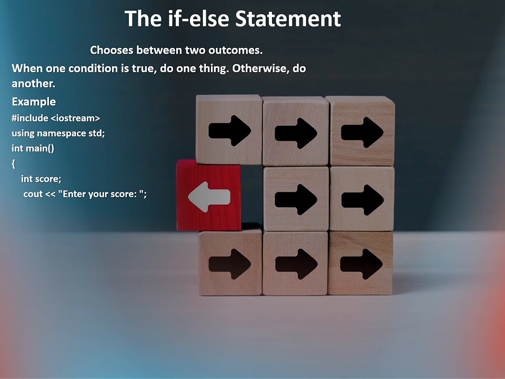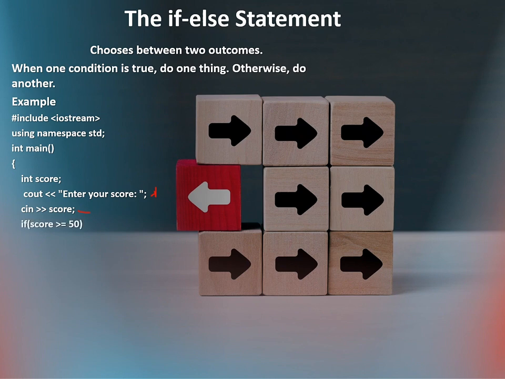So cout << "Enter score". This is where the computer is talking to us. It's asking us to enter a score value. So cin, the computer is listening. It will expect you to input the value. When you input the value here, the value will be read in here.